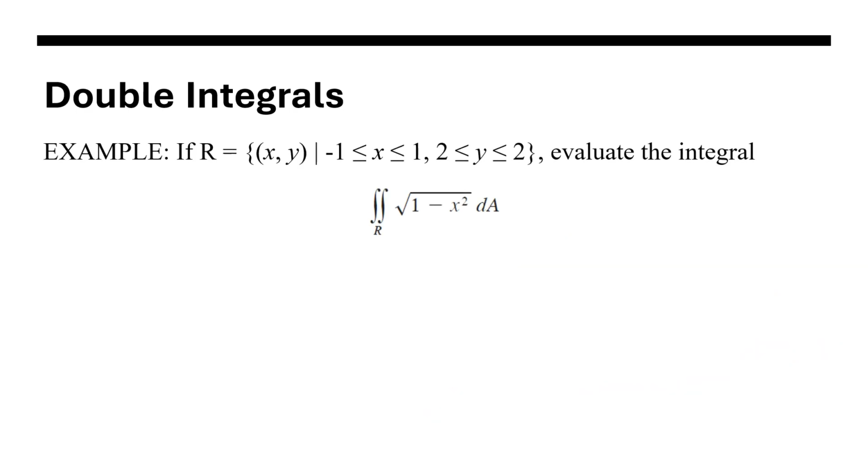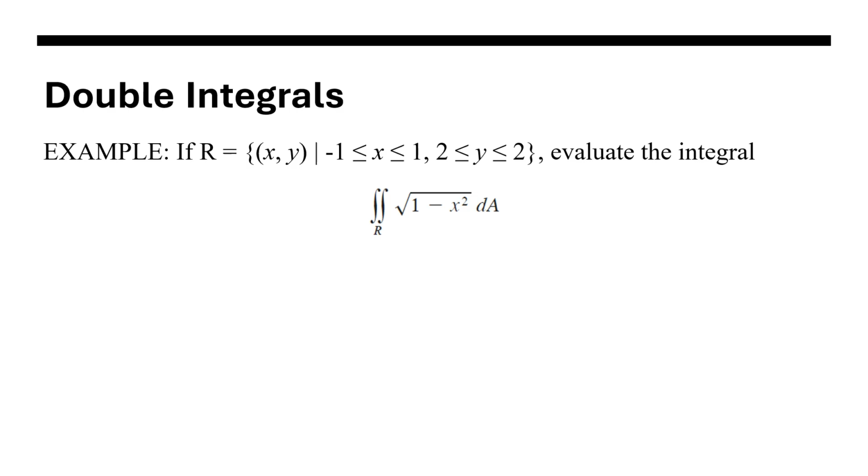Let's have another example. If R is equal to the set of x, y such that x is greater than or equal to -1 but less than or equal to 1, and y is greater than or equal to -2 but less than or equal to 2, evaluate the integral. You have the double integral of the square root of 1 minus x squared dA.